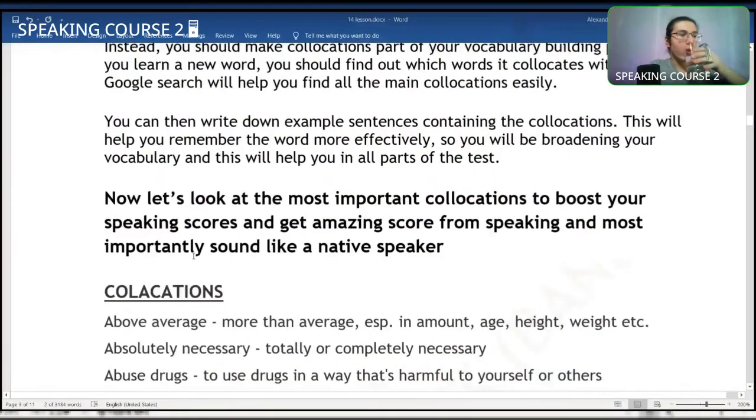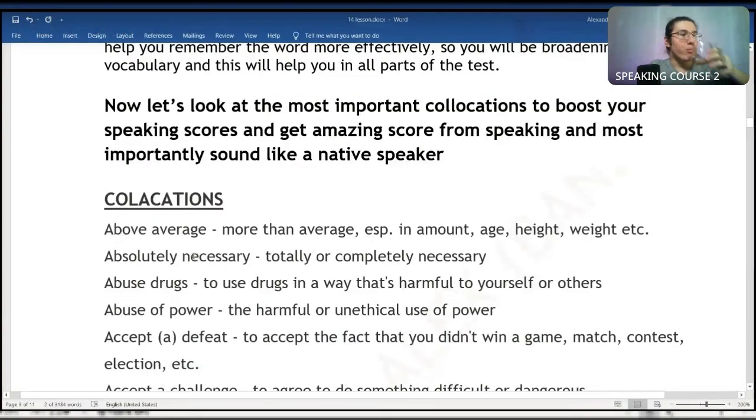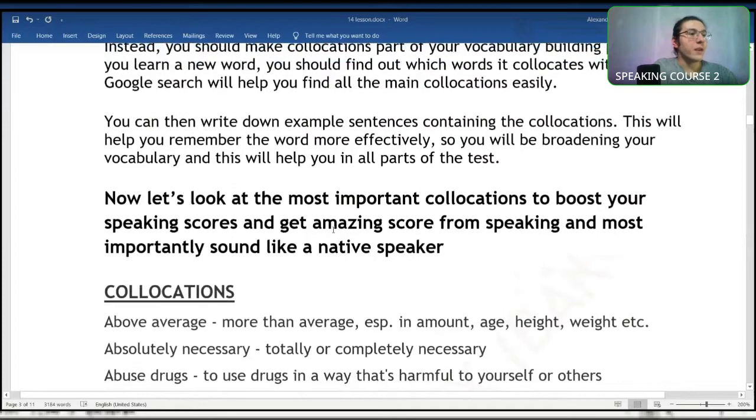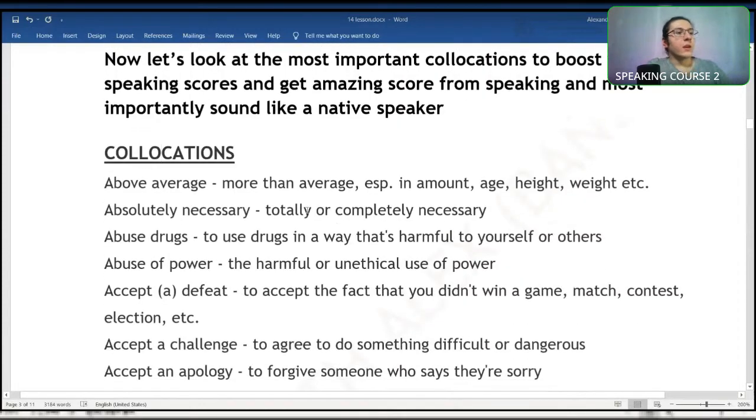One sec. Oh, I forgot. Collocations, collocations, because we are drinking cola. Okay. Let's get into it.